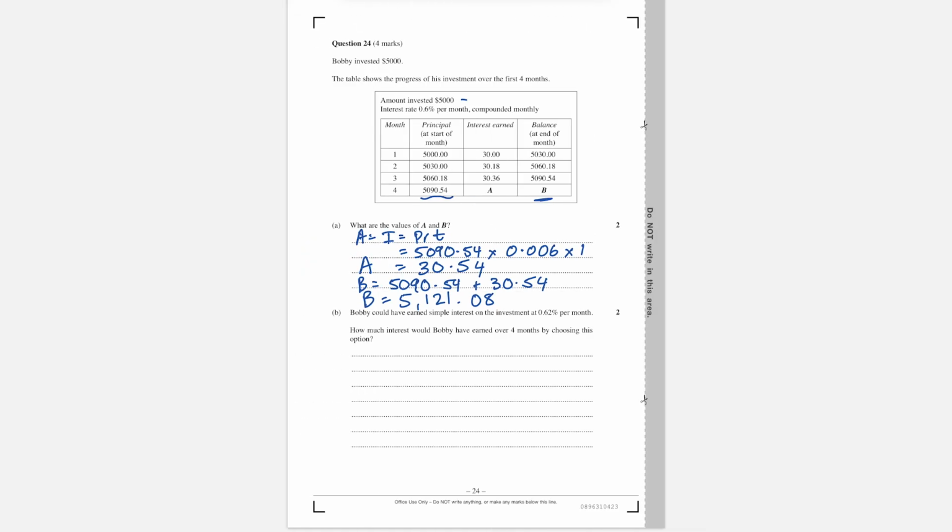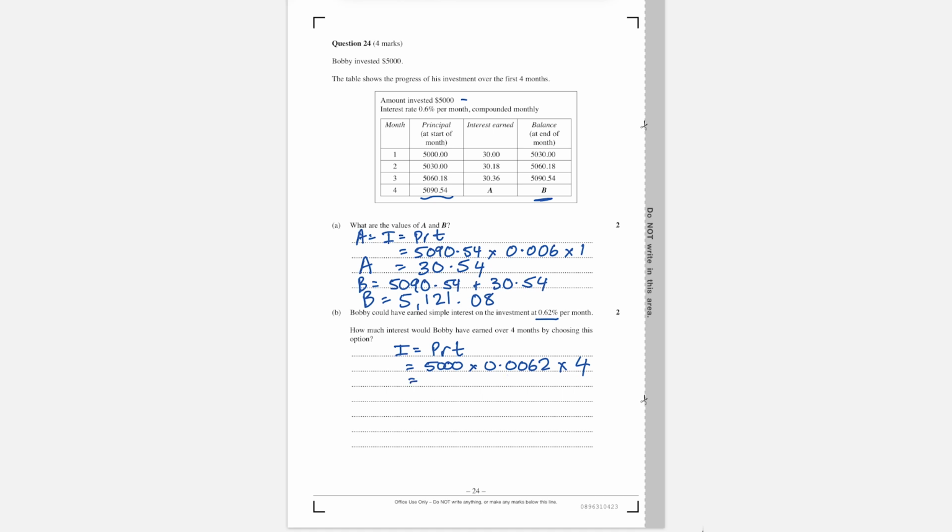5121.08. Bobby could have earned simple interest on the investment at 0.62% per month. How much interest would Bobby have earned over 4 months by choosing this option? All right, so I equals PRT. Our principal is 5,000. Our rate is 0.0062. They're being a bit tricky there because they put the percentage sign here, so don't get caught out by that. That's the rate per month, and then we just multiply it by 4 months.